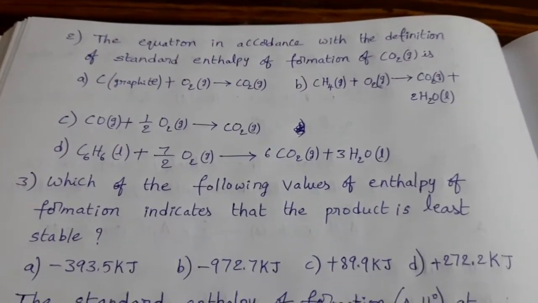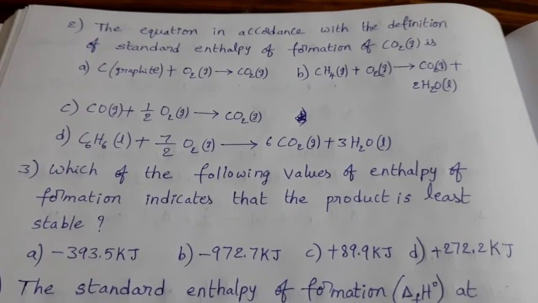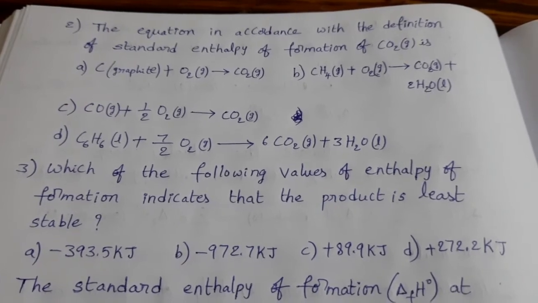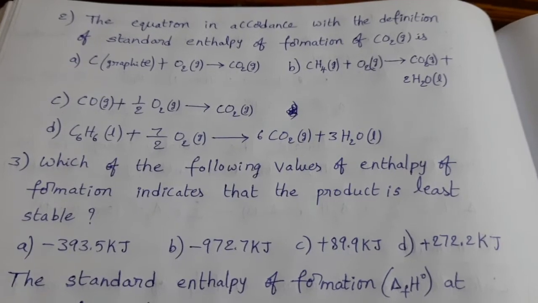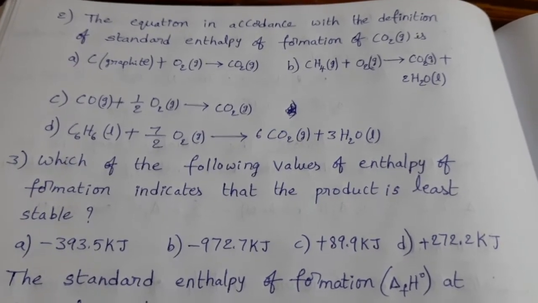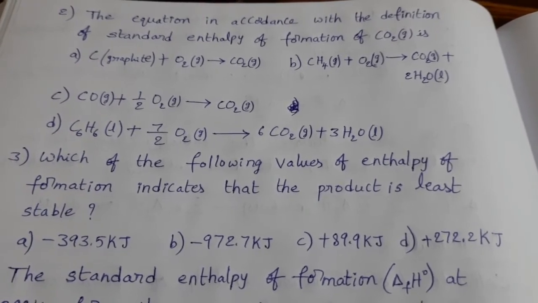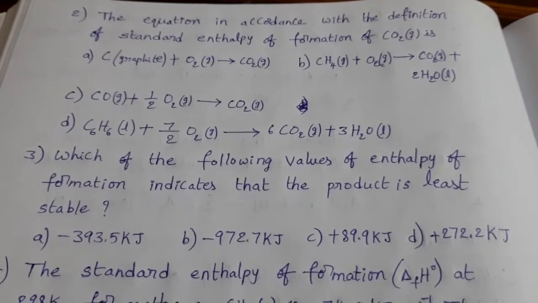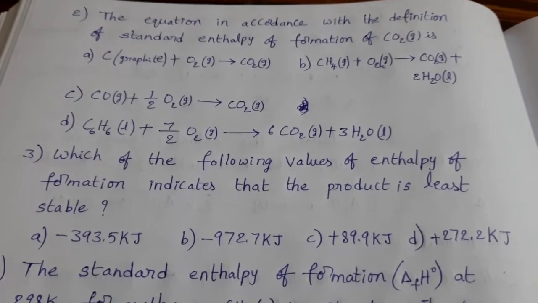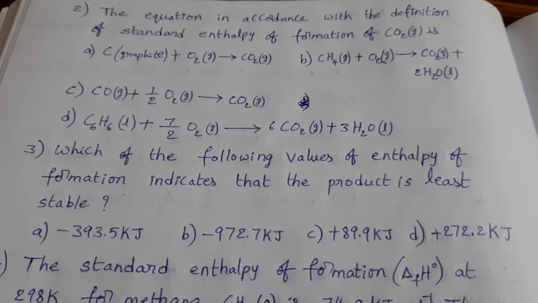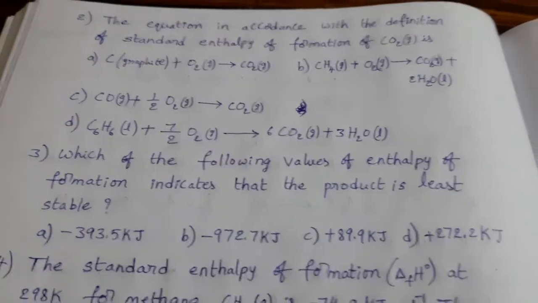Which of the following values of enthalpy of formation indicates that the product is least stable? So enthalpy formation values are given. From that least stable product we should find out. Enthalpy of formation is negative, then that reaction is exothermic and product is exothermic product. Positive, endothermic reaction, endothermic product. Exothermic means by release of heat energy reaction takes place. Endothermic means by absorbing heat energy reaction takes place.